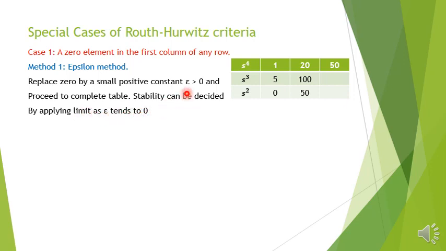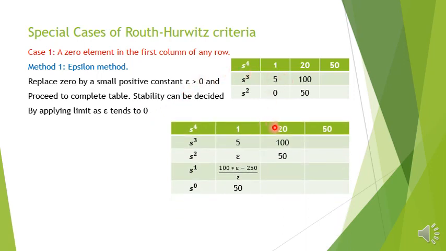If I apply this to this particular case, 1, 20, 50, S cube is 5, 100, and in S square, instead of 0 I have substituted a small positive value epsilon. Now I will complete the table. So epsilon into 100 minus 250 divided by epsilon. So S to the power 1 row is completed by 100 epsilon minus 250 by epsilon. This is 0 because there is no element in this, and the S0 column is this one. So we have completed the table.